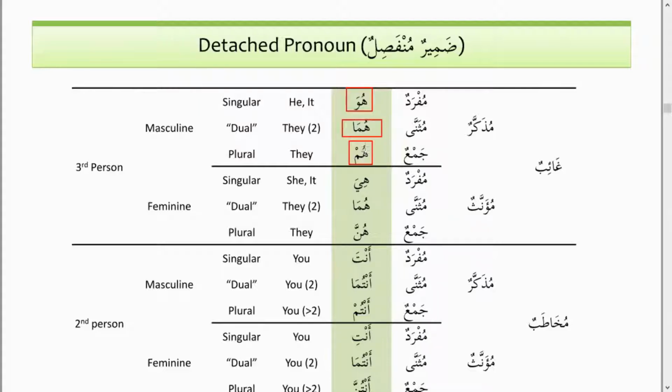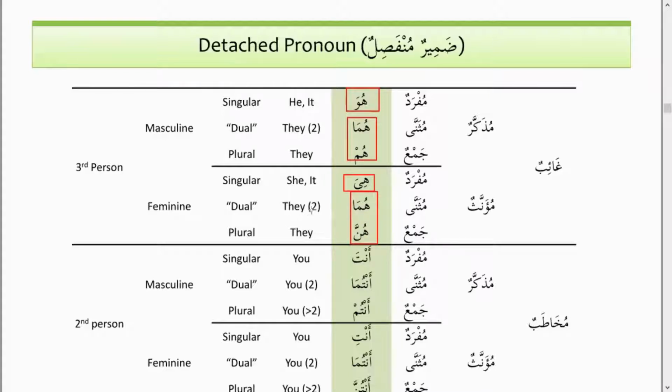Huwa, huma, hum. Huwa is he or it. It is used for non-living things, non-intelligent beings. Huwa, huma, they both. Hum, they all. Hiya, she and it. Huma, they both. Hunna, they all. The meaning is the same, except for huwa and hiya, where the difference is he and she, while huma and hum have the same meaning.